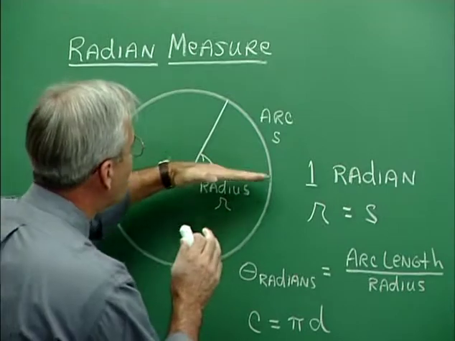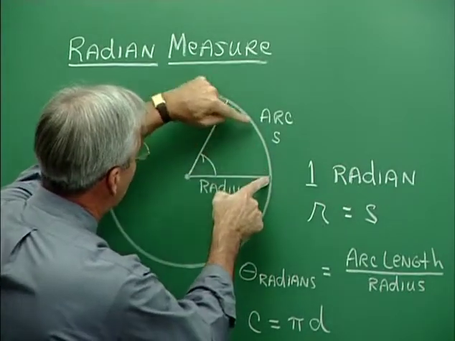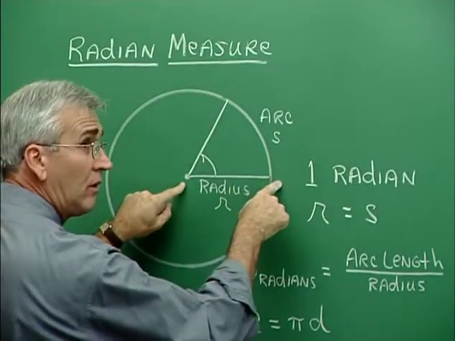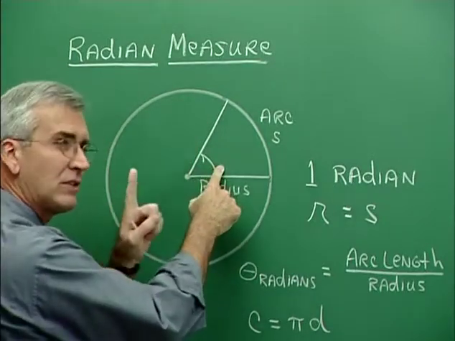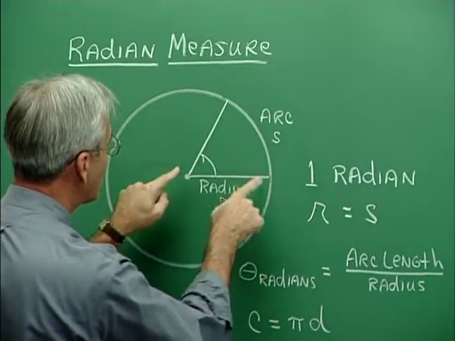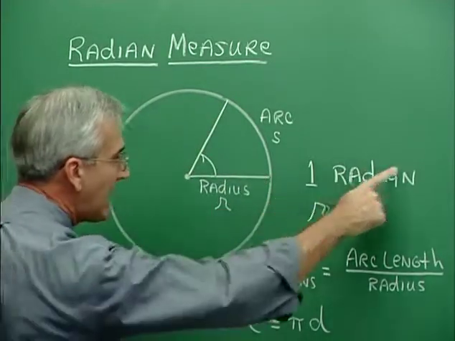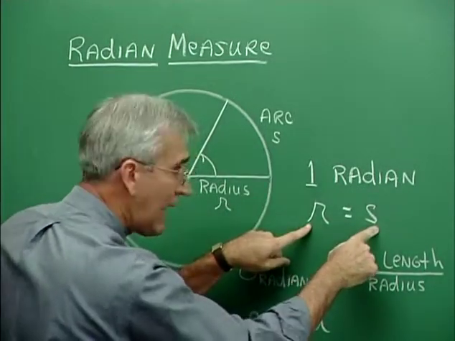Now, when we have an intercepted arc here, in which the arc length is exactly the same as the radius of the circle, then the opening here is 1 radian. That's the definition of 1 radian. So the arc length is the same as 1 radius unit. So 1 radian is where the r, the radius, is equal to the arc length s.